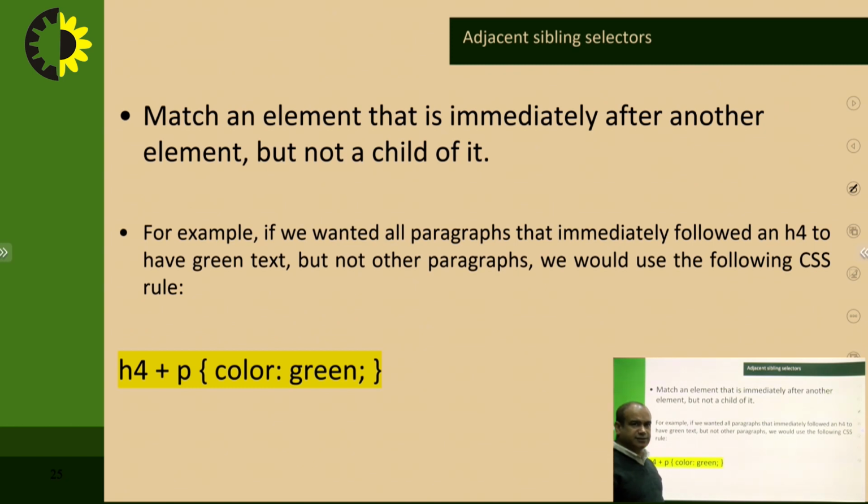The same with the adjacent sibling selector, which matches an element that is immediately after another element but not a child of it. It is represented by the plus sign. For example, if we wanted all paragraphs that immediately follow H4 to have green text but not other paragraphs, we would use the following CSS rule: H4 plus paragraph and color equal to green.